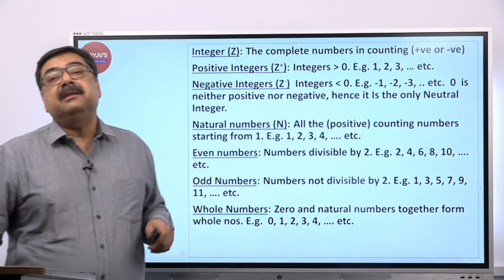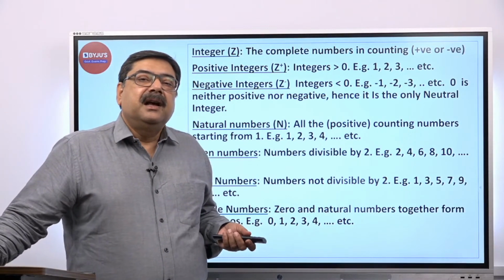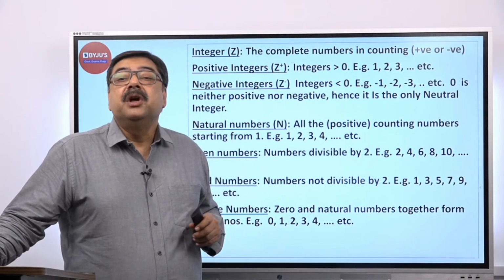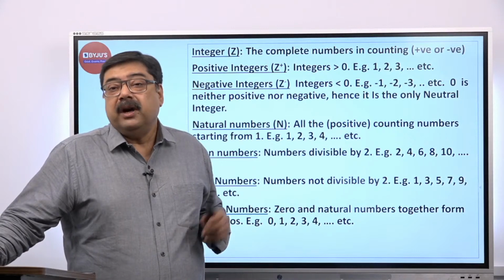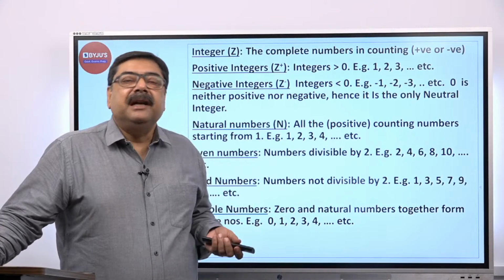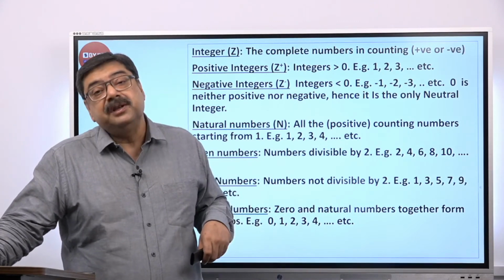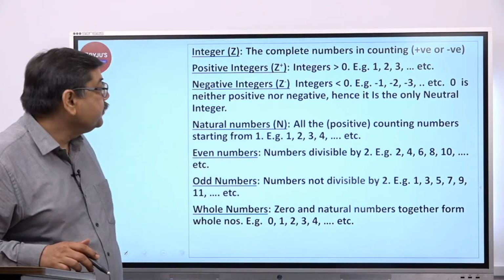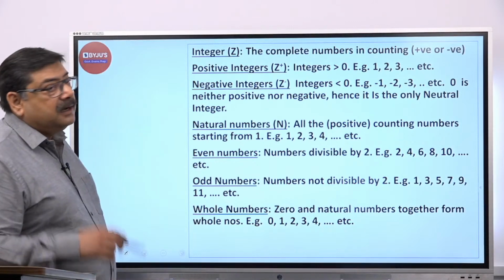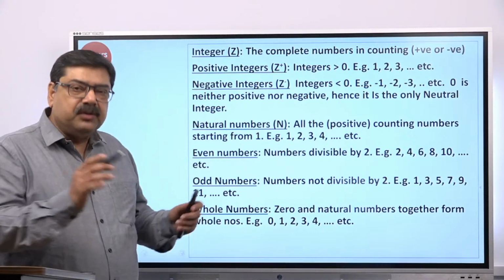So integers again are three types. You have positive integers, then you have negative integers, then you have one integer which is known as neutral integer. Now, what is that neutral integer? Obviously, 0. So, numbers greater than 0 are positive integers, and integers lesser than 0 are negative integers, as we are aware. Then in positive integers, we have a bifurcation again. We have natural numbers and whole numbers.